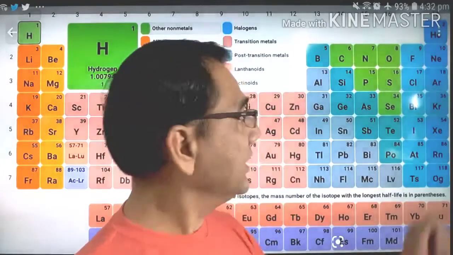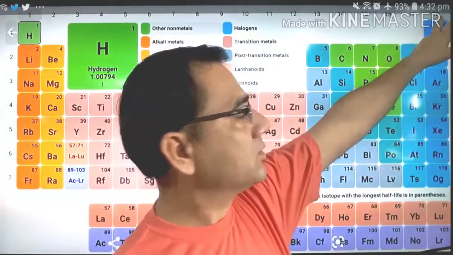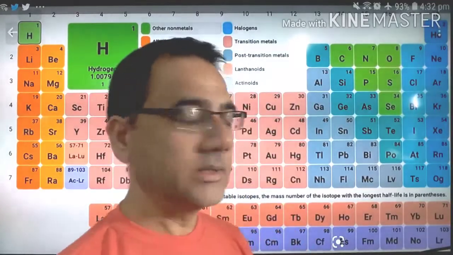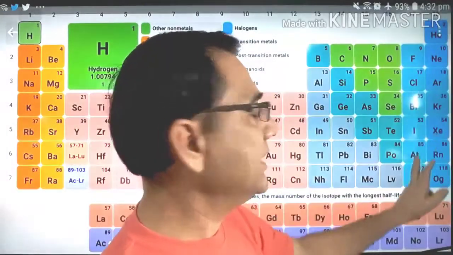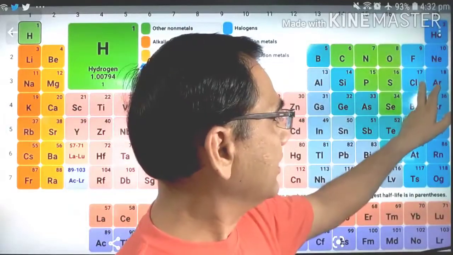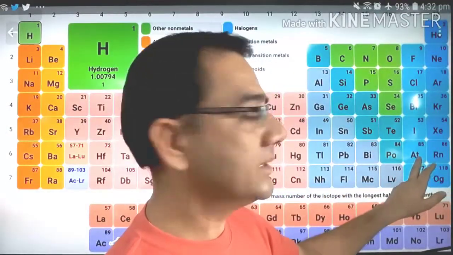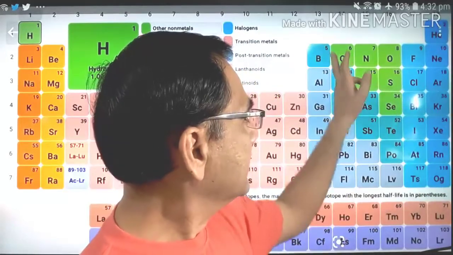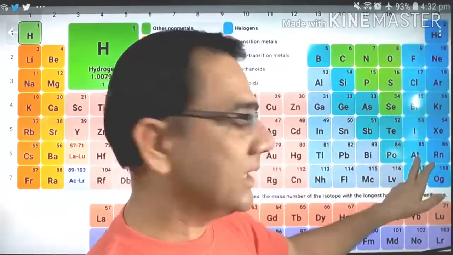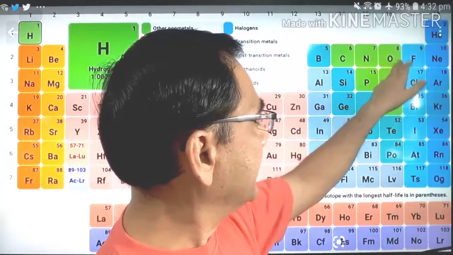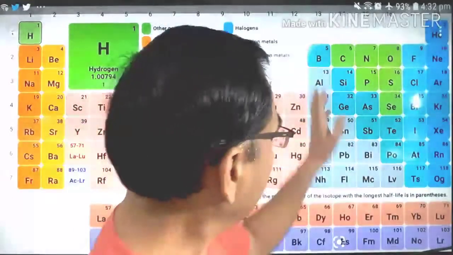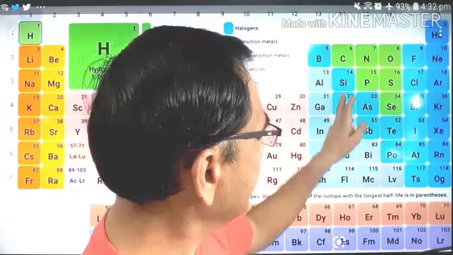Just before that one, this is group 17. The last group is group 18, these elements are called noble gases or inert gases, and the group 17 elements are called halogens: fluorine, chlorine, bromine, iodine, astatine. So these elements are called halogens. These halogens are non-metals, and these green ones are another type of non-metals. And the third type of blue color is boron, silicon, germanium.